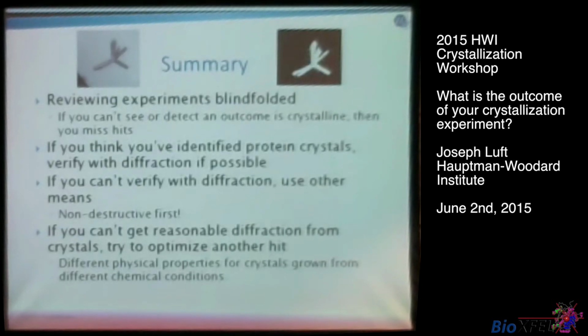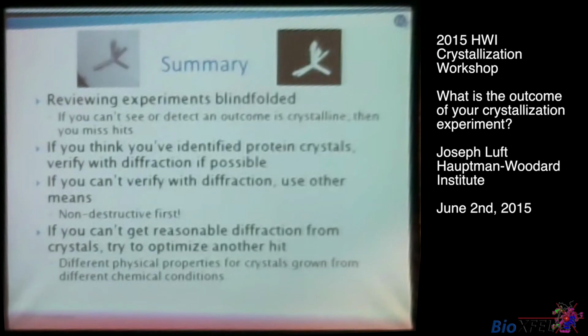If you think you've identified protein crystals, you want to verify with diffraction if possible, because that's what really matters. Like I said, ugly crystals can diffract X-rays beautifully, but beautiful crystals may not diffract X-rays at all. It all has to do with the short range and long range order of the crystal. If you can't verify that what you're seeing is a protein crystal and you don't have access to diffraction, use the non-destructive methods first to figure out if it's a protein crystal, and then move on to destructive ones if you have to.